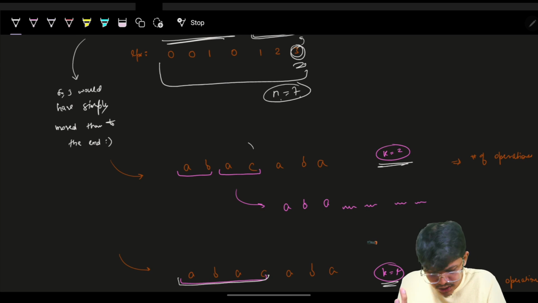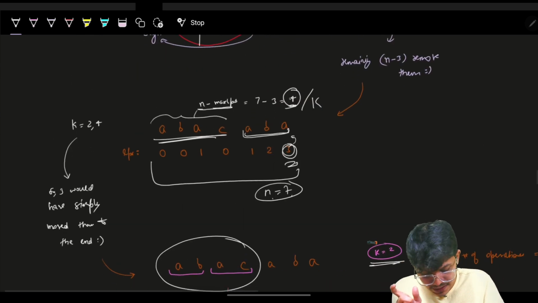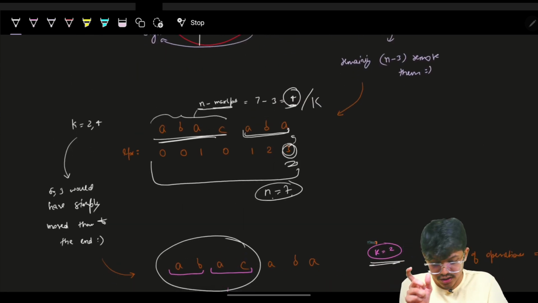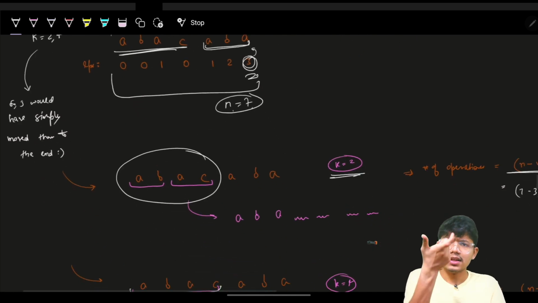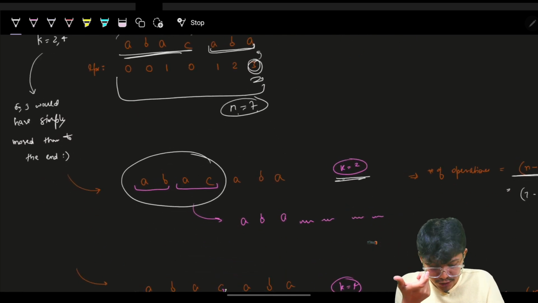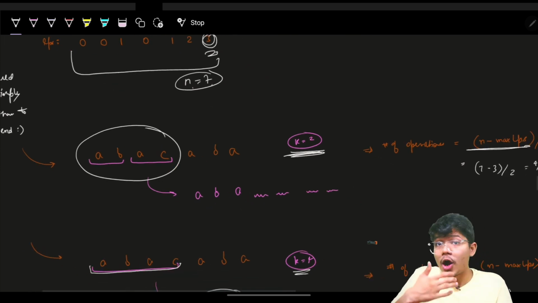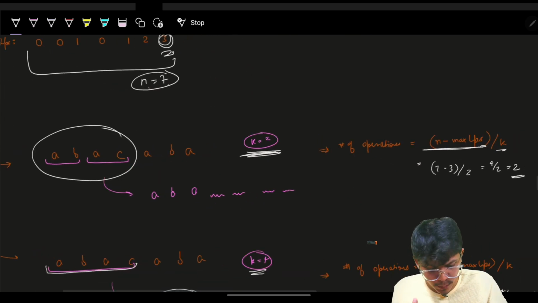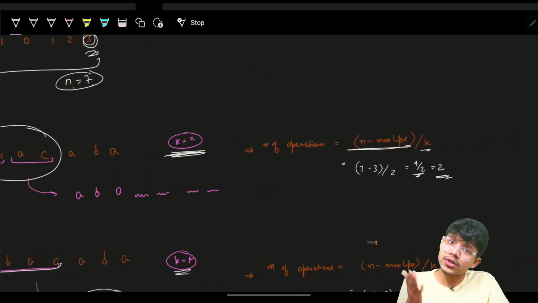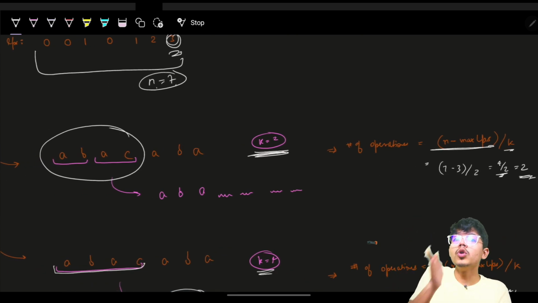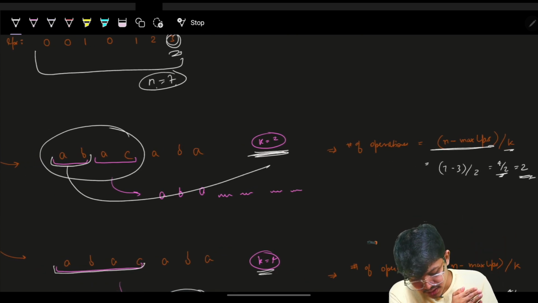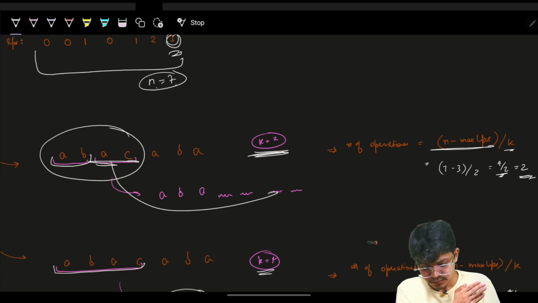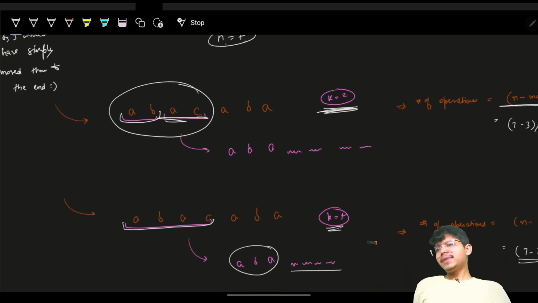Now you had simply n minus max LPS, so this is a 4. The length is 4, which you have to move. You can move in bunches of 2. So how many times do you have to do the movement? Simply 4 by 2, which is 2. So you will do 2 movements: one movement of this and another movement of this. Cool.